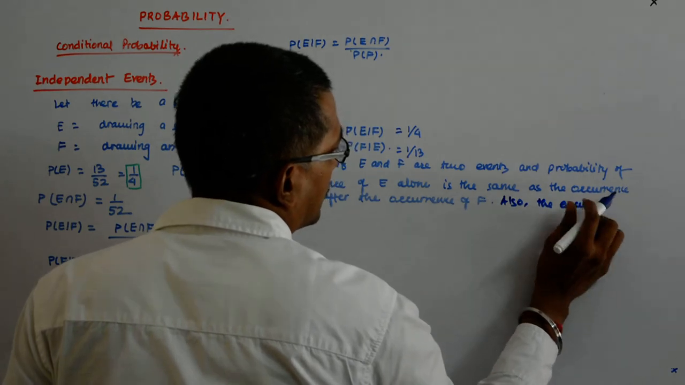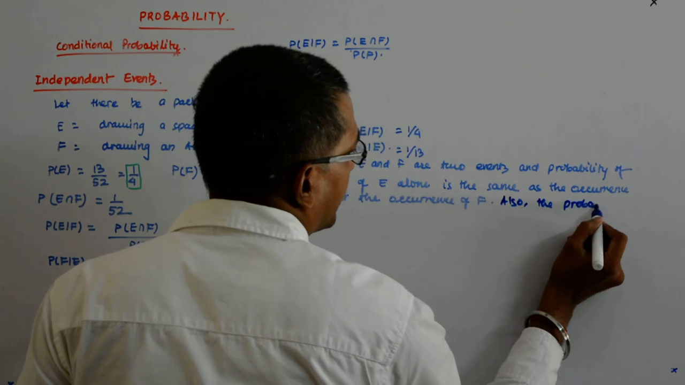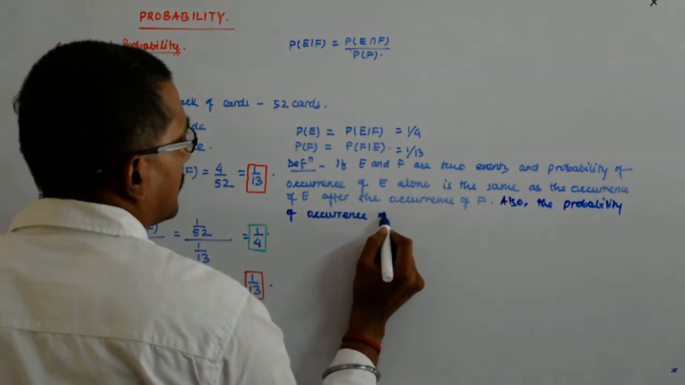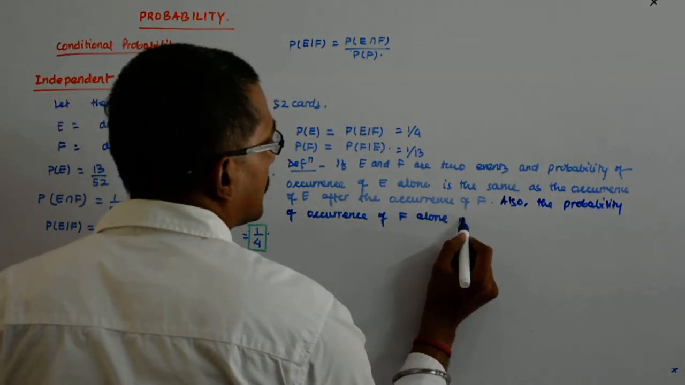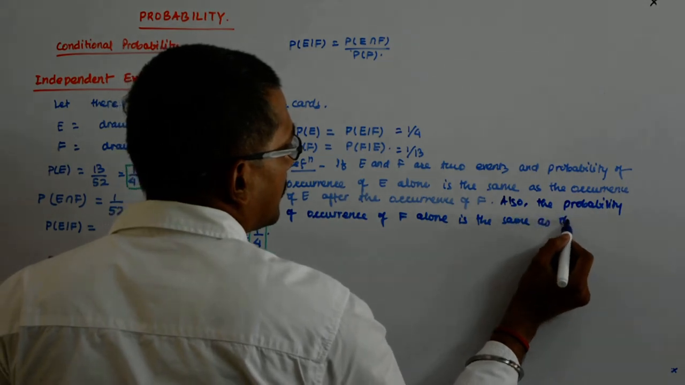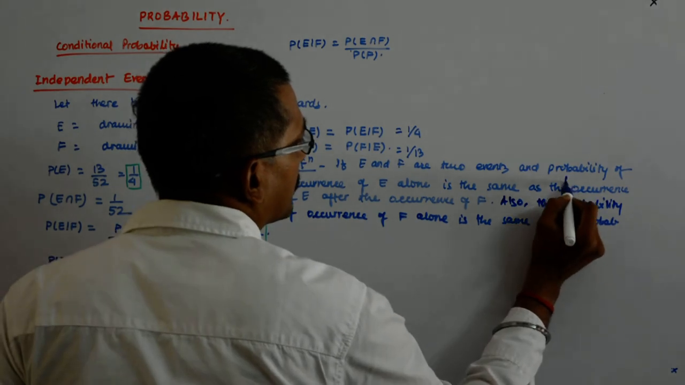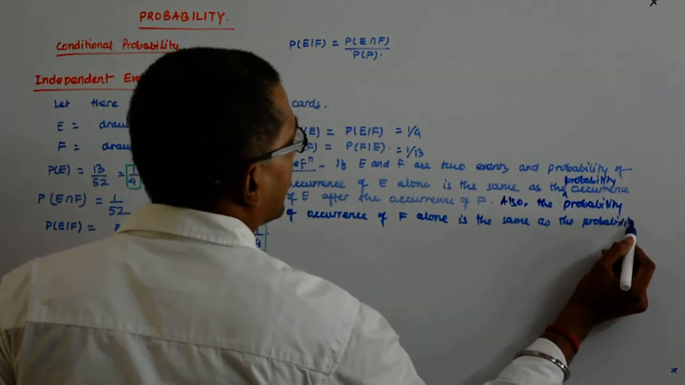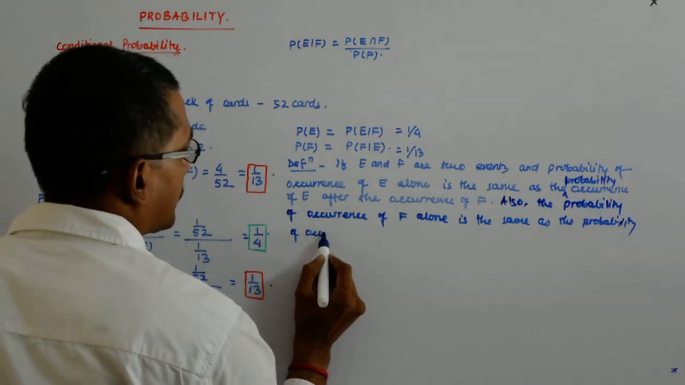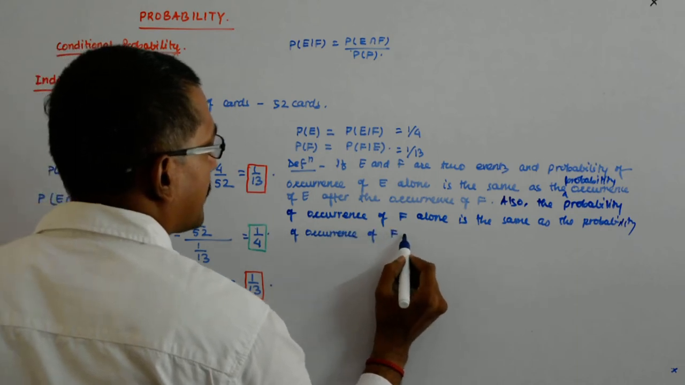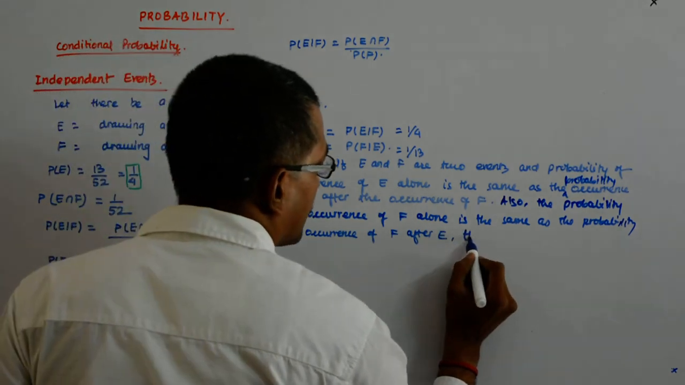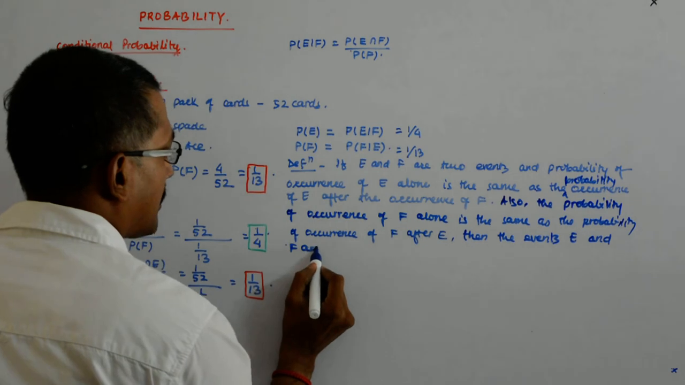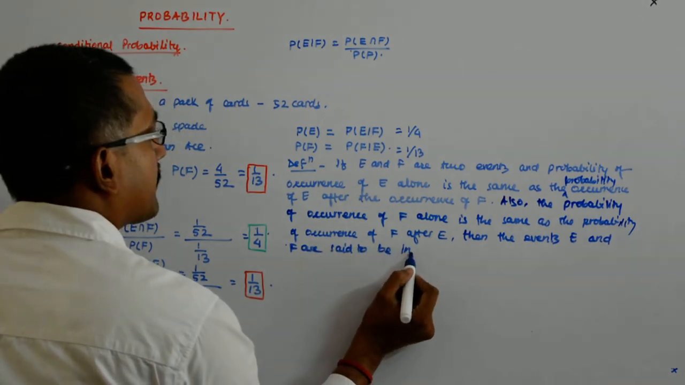The probability of occurrence of F alone is the same as the probability of occurrence of F after E, then the events E and F are said to be independent of each other.